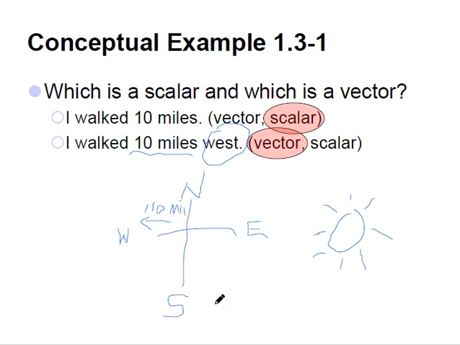In your mind, you should get that with the direction it's a vector, without the direction, it's just 10 miles, from 0 miles to 10. With the direction, of course, we go to the west.